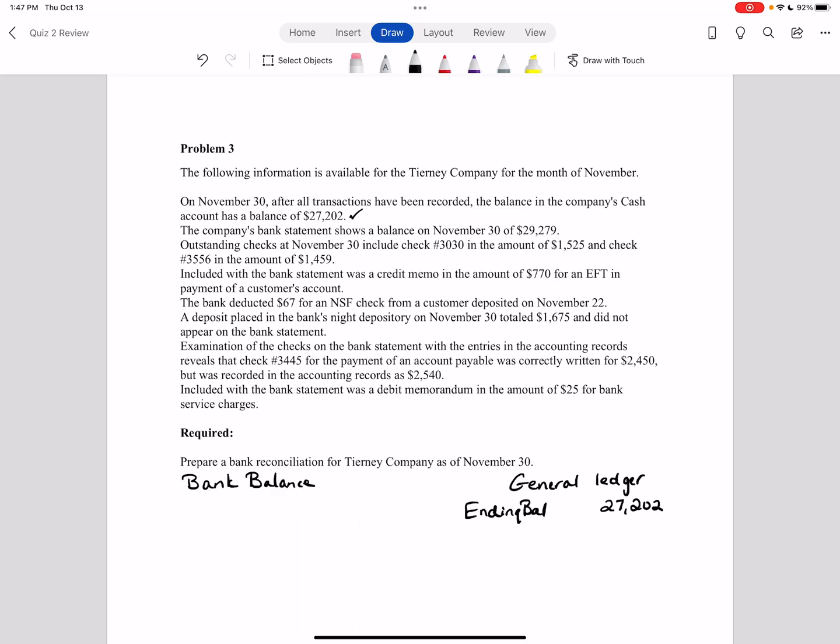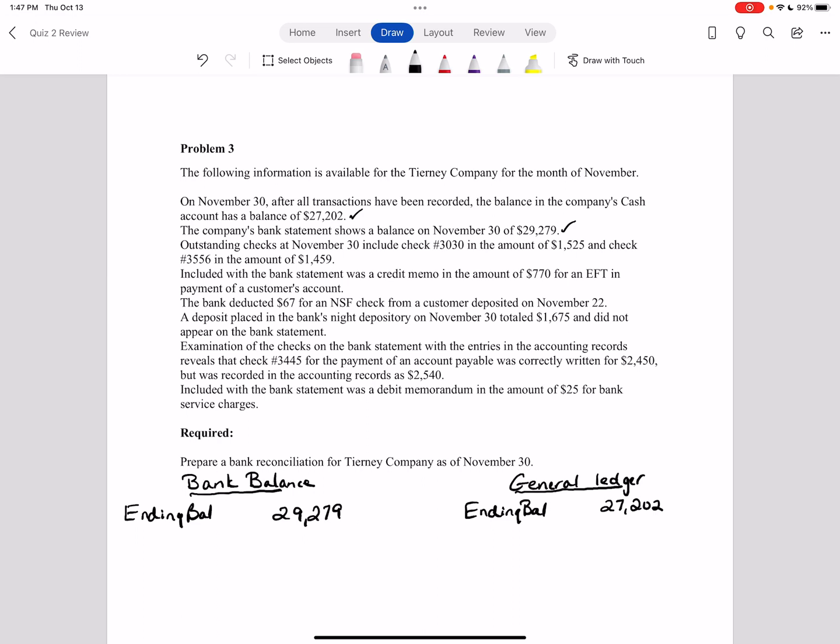On the left-hand side, I'm going to see what the bank has to say about my cash account. So I'm going to look at my bank balance, right? We can assume that I either looked it up in the app or I got a statement. This says that the bank says I've got $29,279. Okay, so ending balance per bank. Now, if for some reason these two matched, I'd be done, right? I'd say, yay, the amount of cash that I think I have matches the amount in the bank, and I don't need to do any more steps. However, we can see it doesn't match.